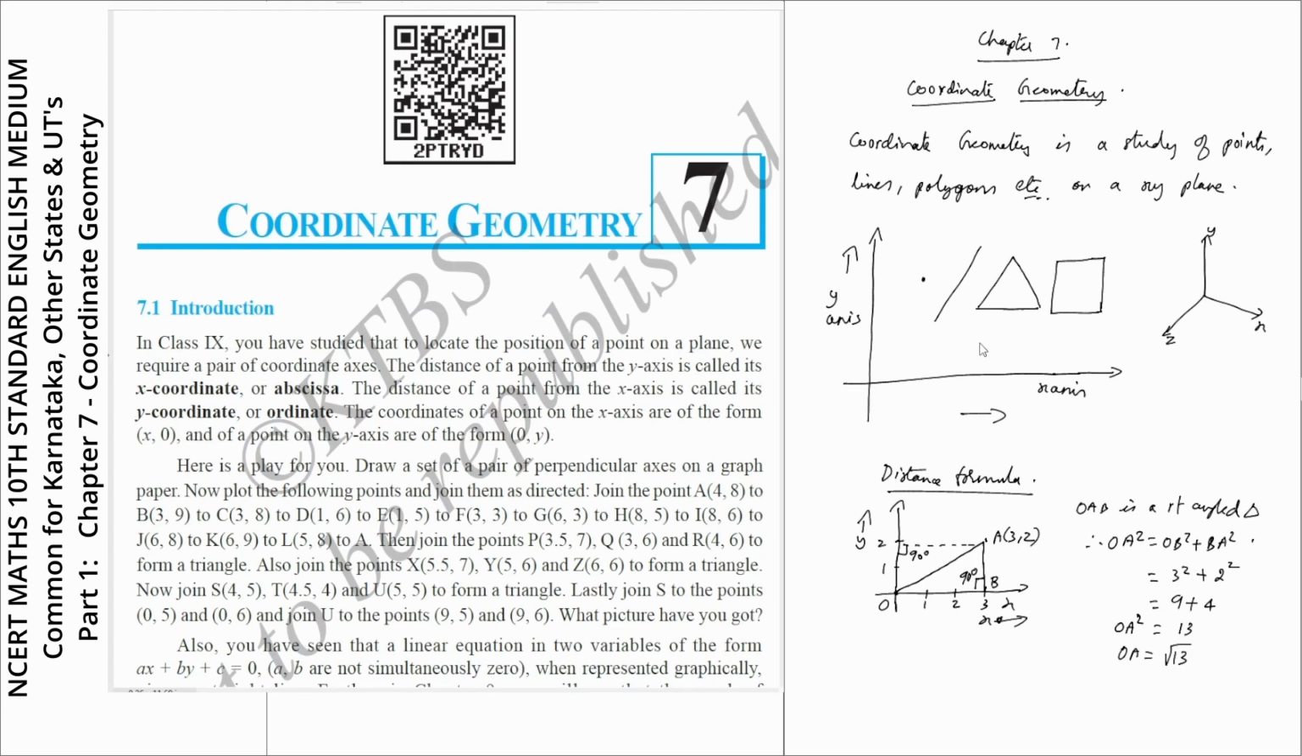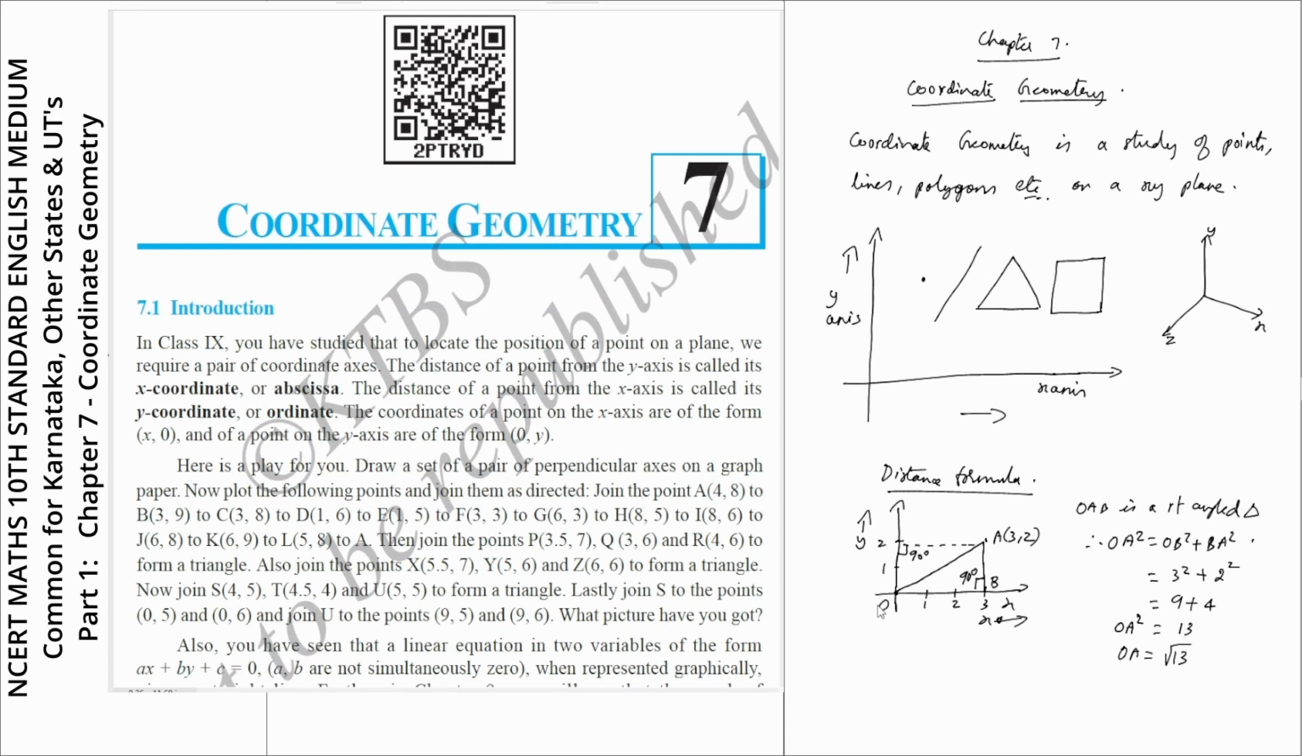in this coordinate geometry. Actually, in coordinate geometry there could be 3 axes also: x, y and z axis. If 3 axes are there, then we can study 3-dimensional objects also. But here, for your standard, only coordinate geometry in the xy plane has been prescribed. So we'll be dealing with points, lines and polygons in an xy plane only. There's no z axis. So the first thing that we'll study here is the distance formula.